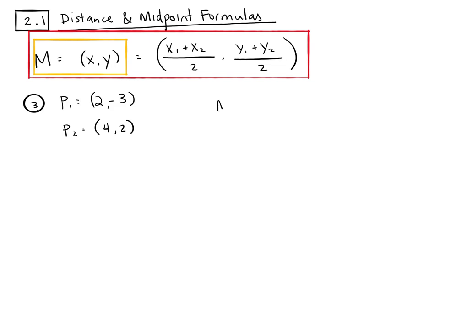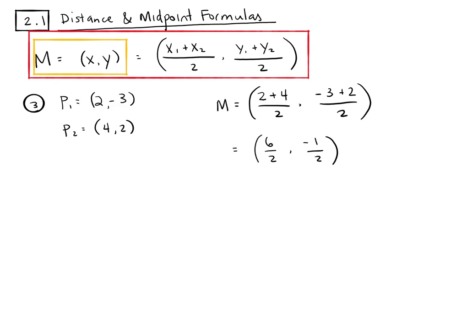That can be very easy to get confused. So we get the midpoint between these two values. We're going to say x1 plus x2 divided by 2. We're going to do y1 plus y2 divided by 2. And then we're just going to simplify this to find what the point is. Get 6 over 2 and negative 1 over 2. And that can be simplified one more time. The midpoint is 3, negative 1/2.